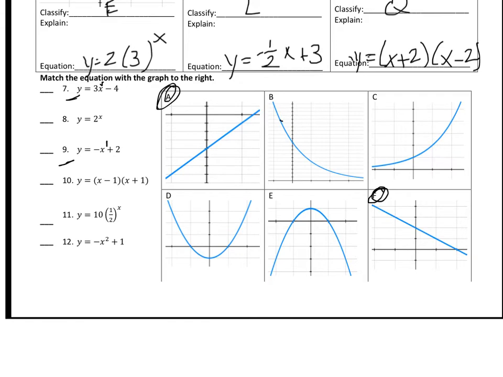Now look here, you could always look at the y-intercepts. They're different. So which one has a y-intercept of negative 4? Well, that's got to be A. And which one has a y-intercept of positive 2? Well, that's got to be F.